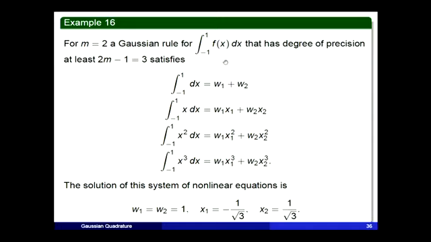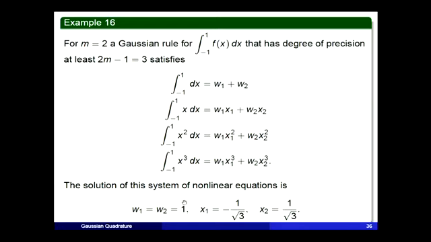And you can see that they satisfy those conditions, because this integral is just equal 2, yeah? Because you integrate 1 from -1 to 1, it just equals 2. So W1, W2 equal 1, so 1 plus 1 equal 2. So that's correct, yeah? And this one is an odd function, so when you integrate from -1 to 1, it equals 0, yeah? So you plug it in here. You get minus 1 over root 3 plus 1 over root 3 equals 0. So that's correct, okay? And you can check that they satisfy those 4 equations.